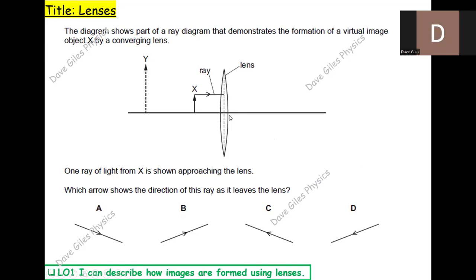Okay, for the next image here, which arrow shows the direction of the ray as it leaves the lens? So as it leaves the lens, it will go through the focal point. So it will be there.